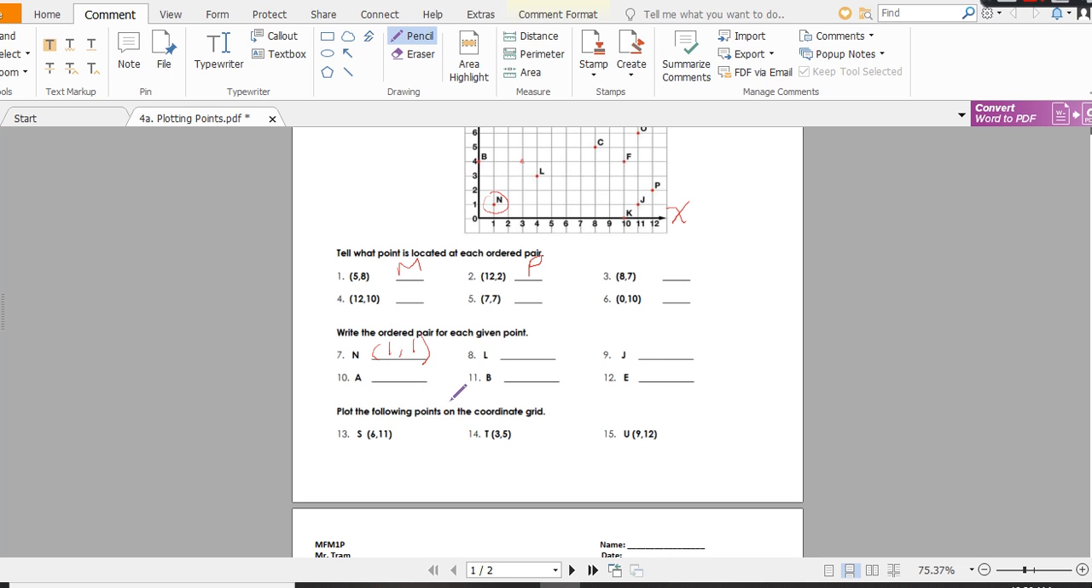So you have an option here. You can either print this out and fill it in, probably the easiest way. But of course, I understand if you can't print it. So just draw a quick grid that's roughly 12 by 12. And then plot just these 3 points. You don't have to plot all these. Okay?